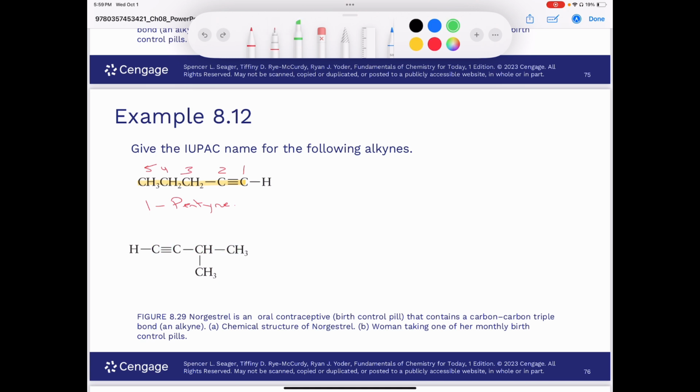And for the one below it, the longest carbon chain would be this one here. And again, it wouldn't matter if you chose this one, you'd still get the same answer. We'll just pick this one here. So we're going to number from this end 1, 2, 3, 4. So this is a 1-butyne, and we have a methyl at carbon 3. This is a 3-methyl. And so the name of the compound is going to be 3-methyl-1-butyne.